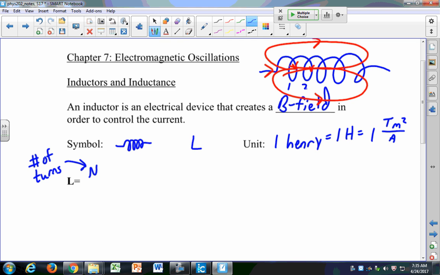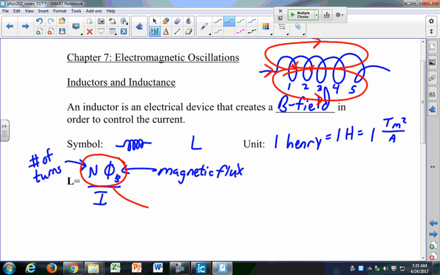does it have 1, 2, 3, 4? How many turns does it have in that inductor? Phi, this is the magnetic flux, and then divided by the current that flows through that. Now we'll see where this comes about in just a bit, why we define our inductance in this way. This, by the way, is called the flux linkage. We're not going to use that term, but if you see these elsewhere and you hear that term, that's what it's referring to. This is called the flux linkage.